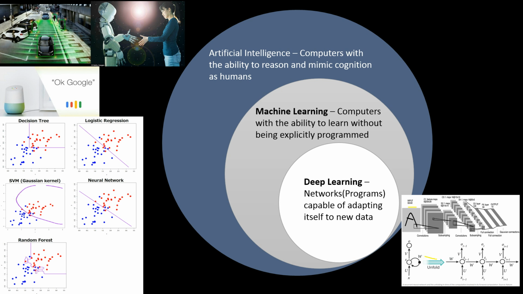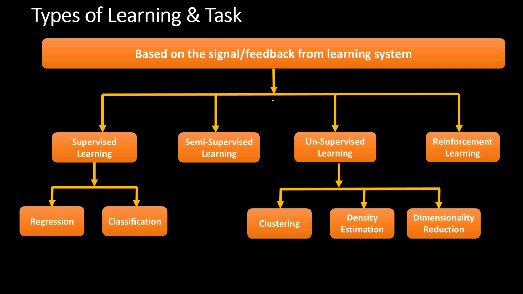So there are different types of learning or tasks based on the feedback from the learning system. We can have supervised learning, semi-supervised learning, unsupervised learning, reinforcement learning. Supervised learning is very common. You'll see all this CNN, object recognition, and all are based on supervised learning. Then there's unsupervised learning, and we will talk about it. So let's see first what is supervised learning.